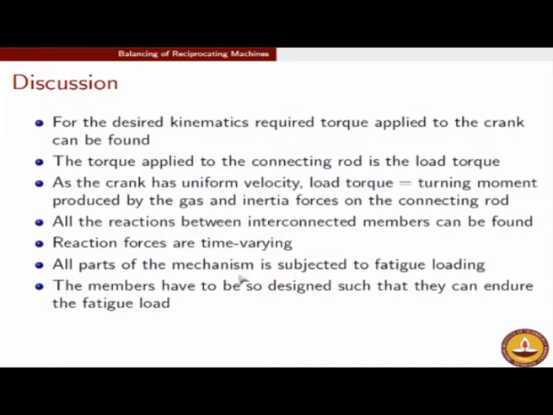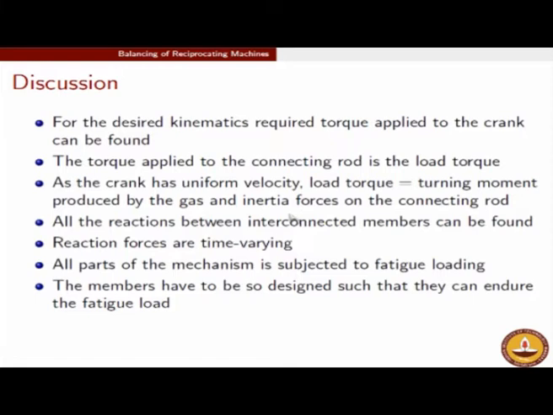But if the crank is moving at constant speed, the load torque has to be equal to the turning moment. Turning moment is the moment which is making the crank move because of the gas forces. So turning moment is that moment which comes from the gas forces and the inertia forces, and the load torque is that which is resisting it.